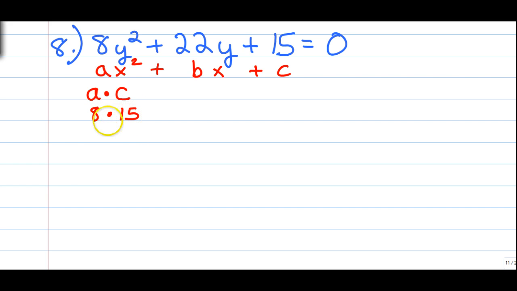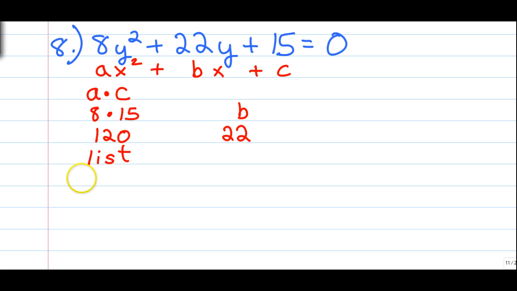Multiplying these two items together gives us 120. Next, we want to pull out what we have in the b position. In the b position, we see we have a 22. Next, we're going to look for factors that when multiplied together equal 120, but when summed add up to 22. We'll start this by creating a list.